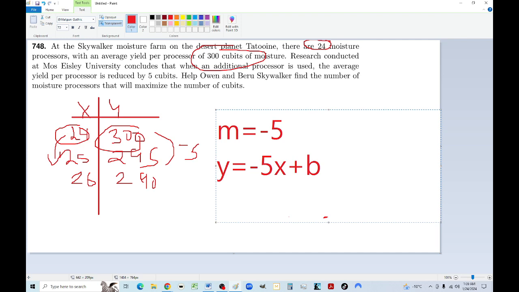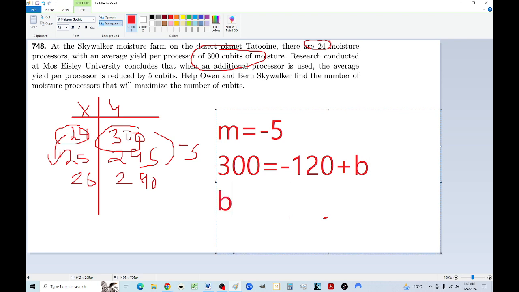Fortunately, we do have an X and a Y. We can use any X and any Y. So let's use our 300 Y when X is 24. Negative 5 times 24 is negative 120, which means B is equal to 420.